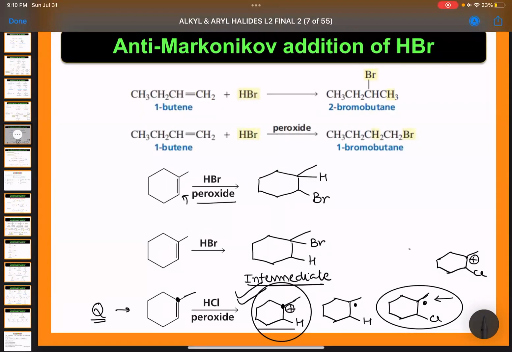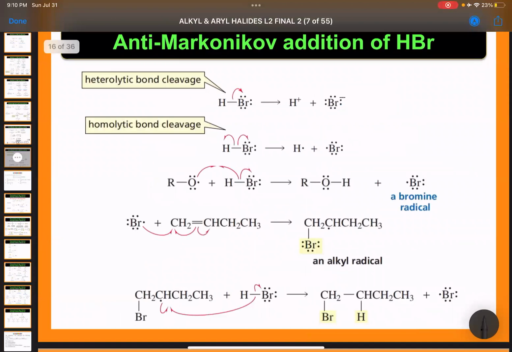Okay, so now the question also is being asked on the reason. What is the reason? Yeah, tell me. What is the reason? So this is the mechanism. Normally without peroxide, HBr breaks as H plus and Br minus.